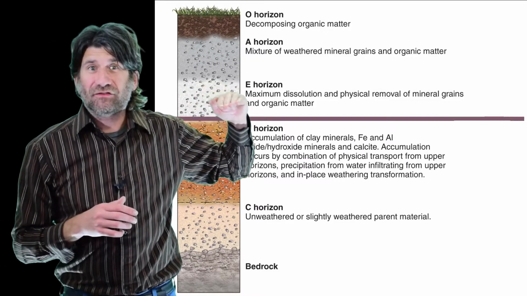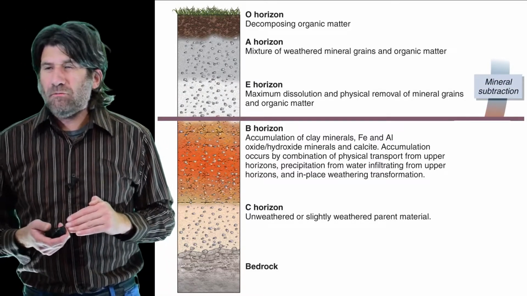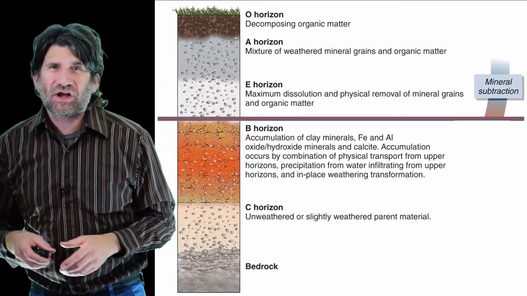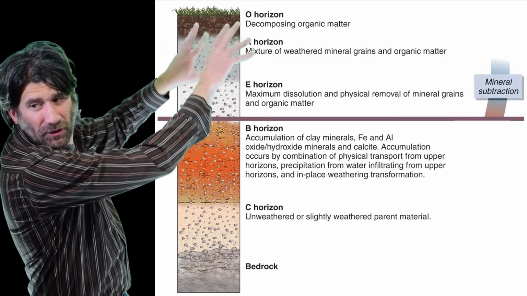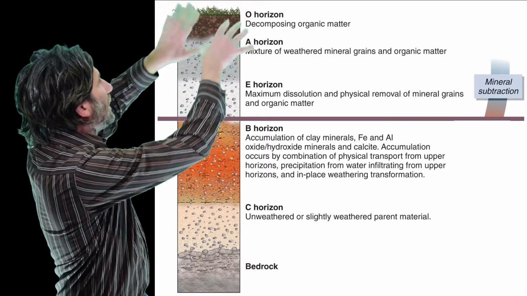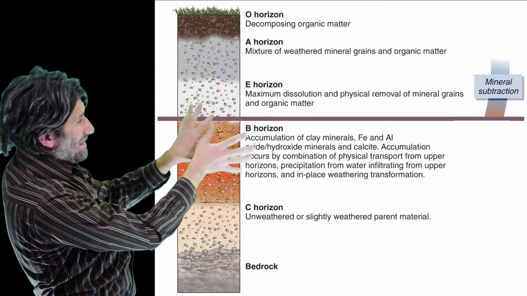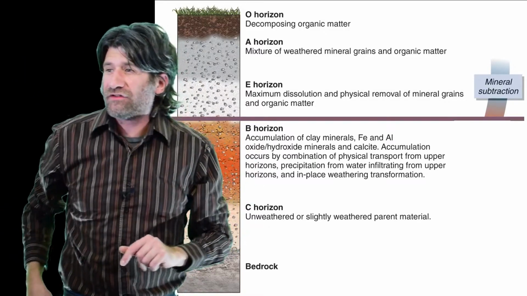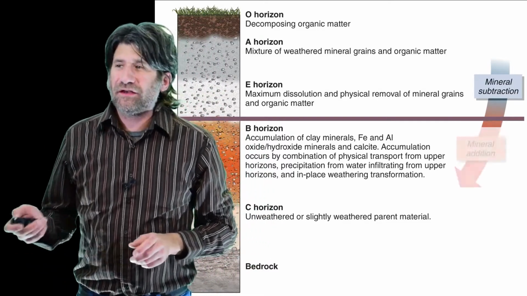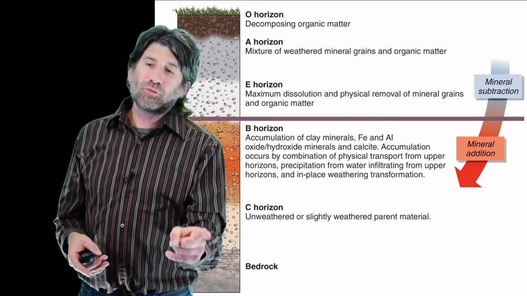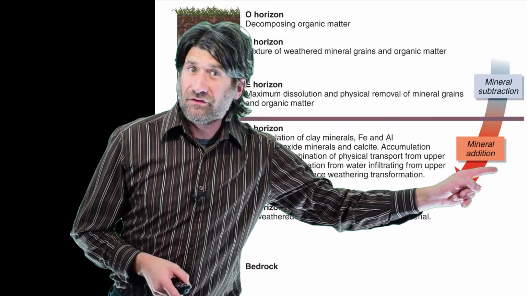E horizon next, okay? So those first two are our zones of mineral subtraction. Yes, mineral subtraction. Again, think of it as the zone of weathering. We're weathering everything up here. We've got the water coming in. And then what we're going to do is drive that water and all those weathered products down into the B and lower horizons, B and C horizon. Okay, so down below the E horizon, we're going to have the zone of accumulation, aka mineral addition. Good.